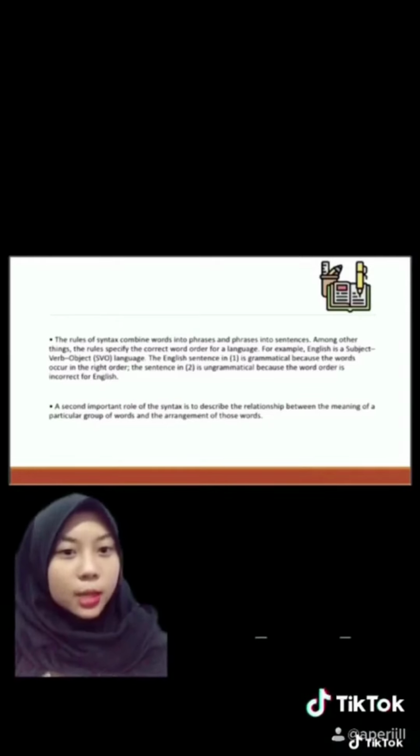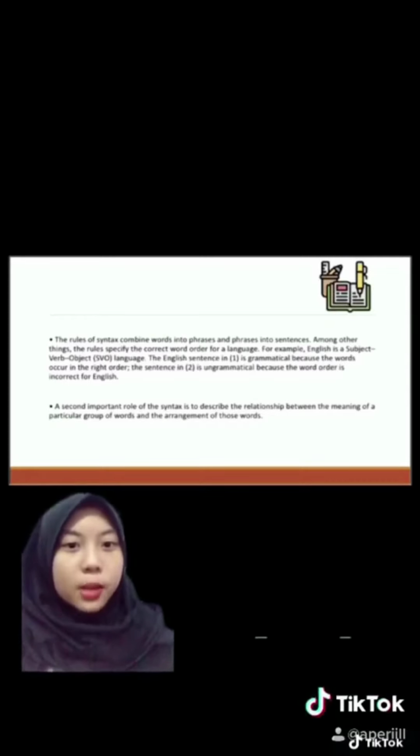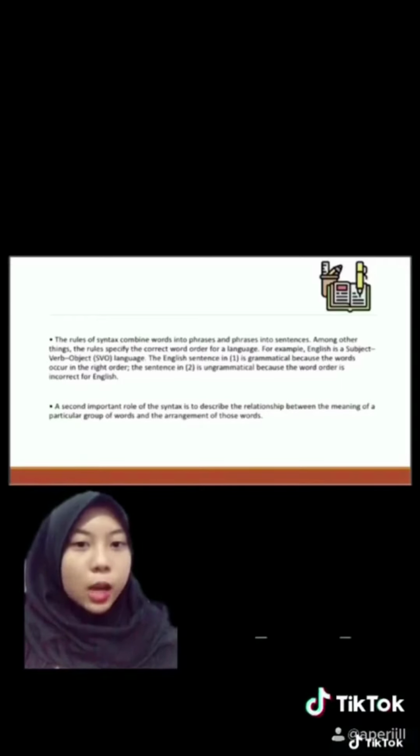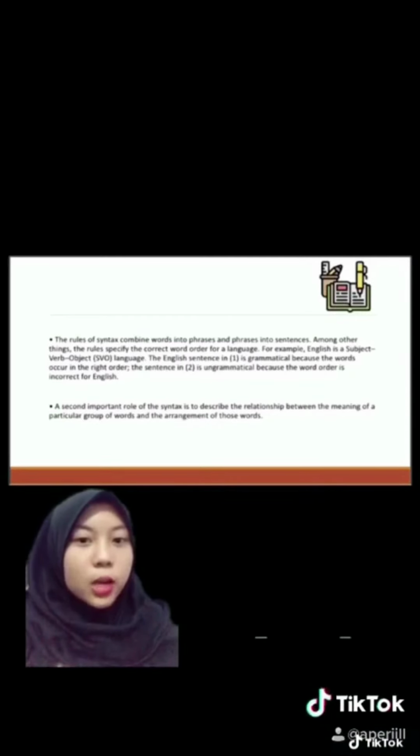For example, English is a subject verb object, or SVO, language. The English sentence in one is grammatical because the words occur in the right order. The sentence in two is ungrammatical because the word order is incorrect for English. The second important rule of syntax is to describe the relationship between the meaning of a particular group of words and the arrangement of those words.